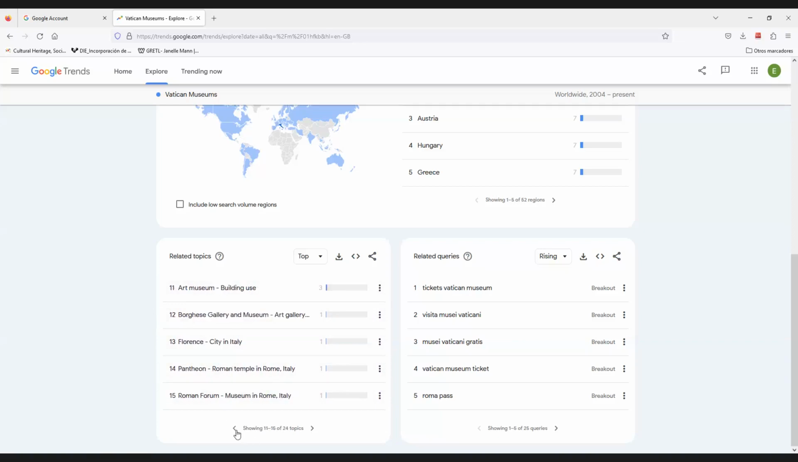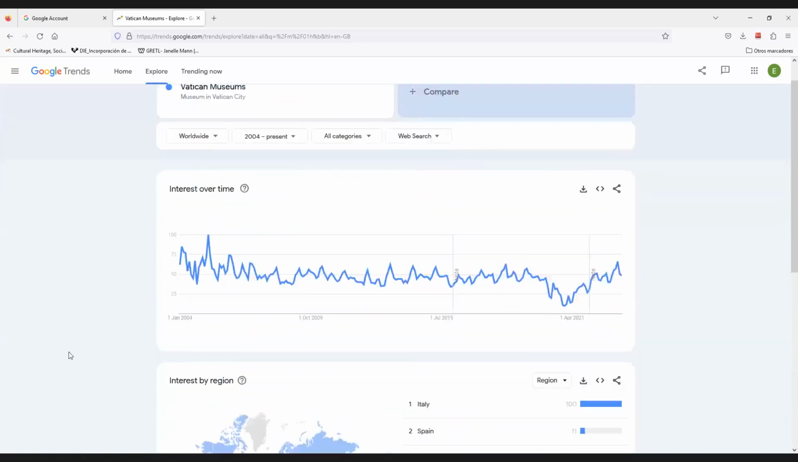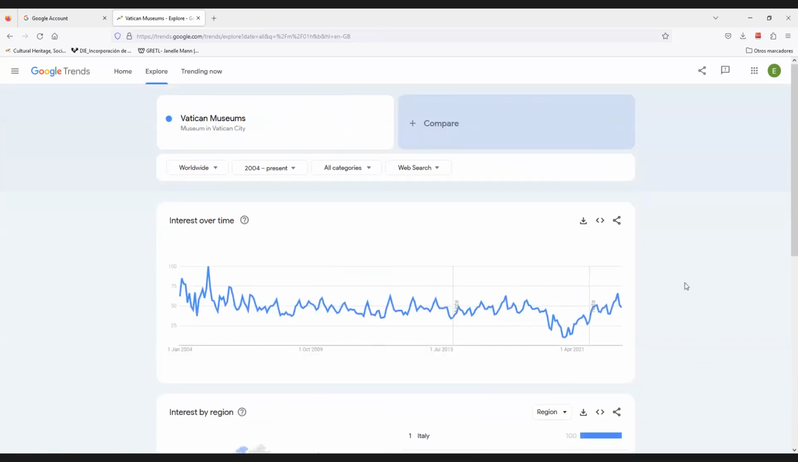People who look for Vatican museums look for other cultural attractions in Rome, as you can see here. They look for the Sistine Chapel, the Coliseum, St. Peter's Basilica, Borghese Gallery Museum, Florence, which is very close, the Pantheon, the Roman Forum, the Museum Capitoline, Villa Borghese, Castel Sant'Angelo, and they look for the Raphael paintings. So we have a clue of what the Google searches are looking for.